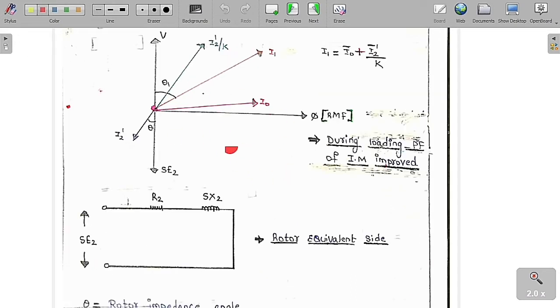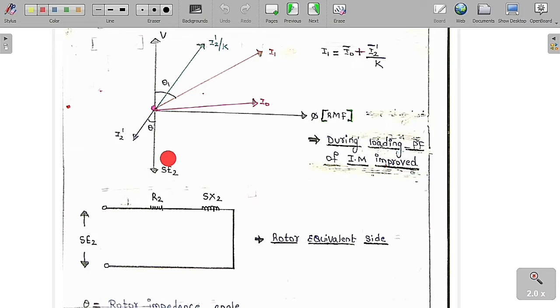Now we will analyze the same thing for the induction motor and see what is going to happen. This is the supply voltage and this is the flux in the core, which is called the rotating magnetic field. If I take these two things, this is I0, I have already told you. Let me assume the EMF induced in the rotor is S into E2, which is going to lag the rotating stator flux by 90 degrees. Let me assume the load is a lagging load.